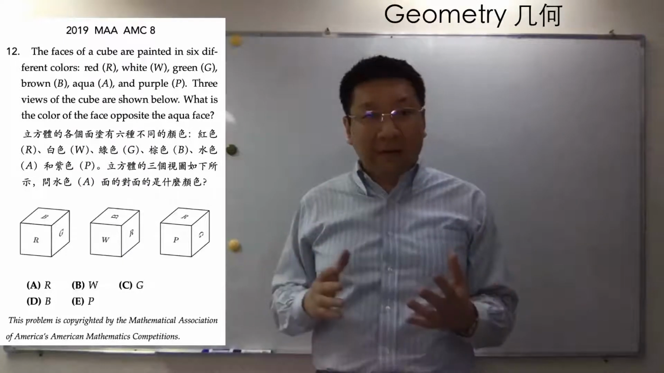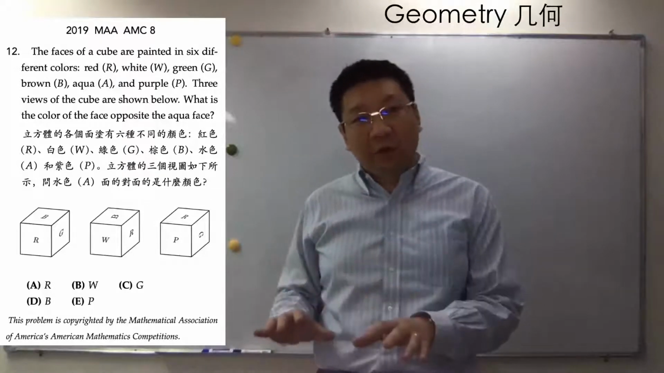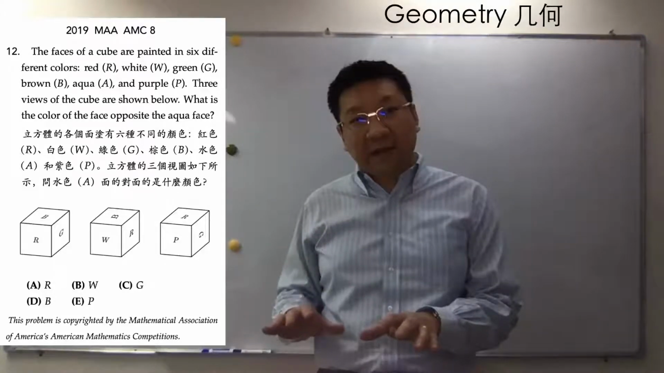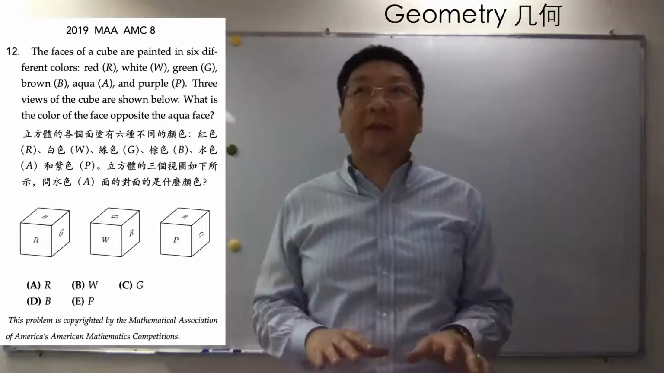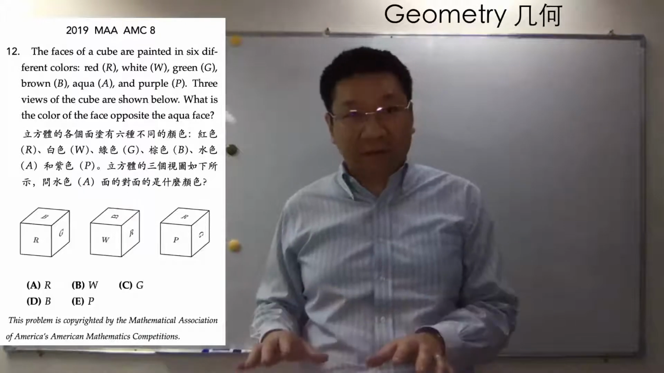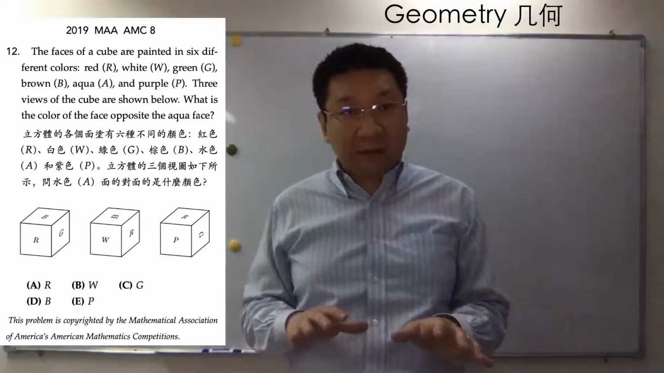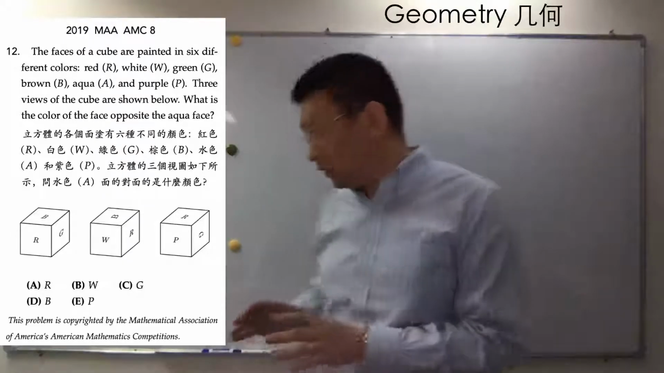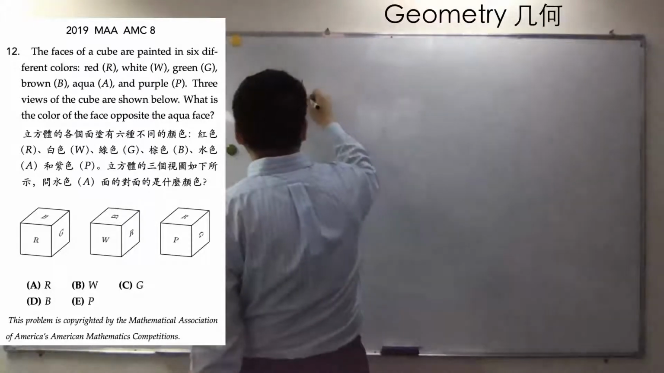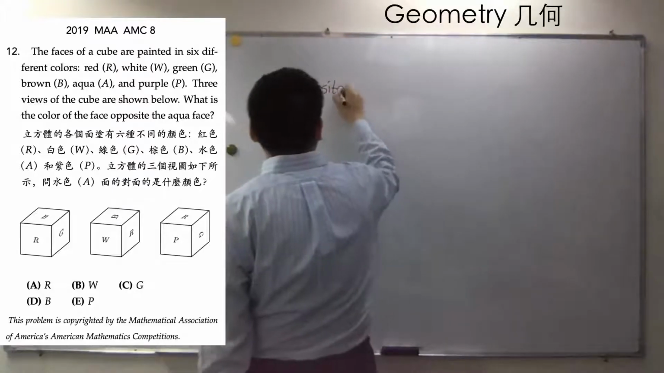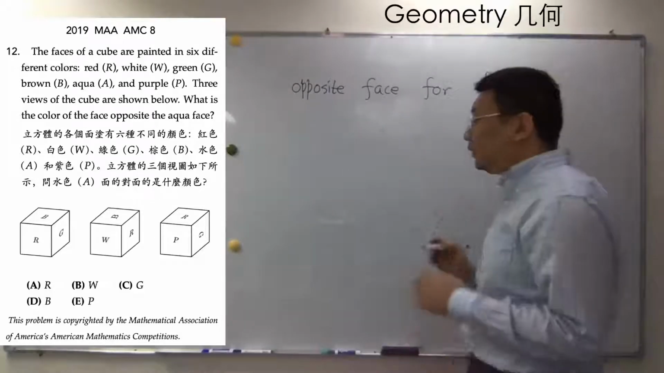But actually, if you look more clearly at these three views, three pictures, you could get the answer fairly quickly. If you look at the three pictures, you'll see which face appears most. It's actually the red face. So the red face appears in each of the three pictures. So the right question to consider now should be, what is the opposite face for R, for the red face?